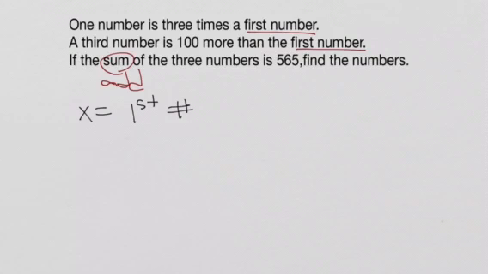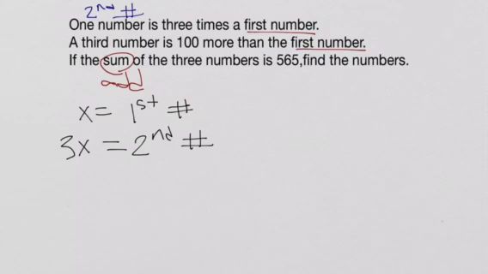Now, it says one number is 3 times the first number, so instead of saying one number, I'm going to call this the second number. So we know that the second number is 3 times the first number. So 3 times the first number means that we're multiplying 3 times whatever the first number is, and that's our second number.